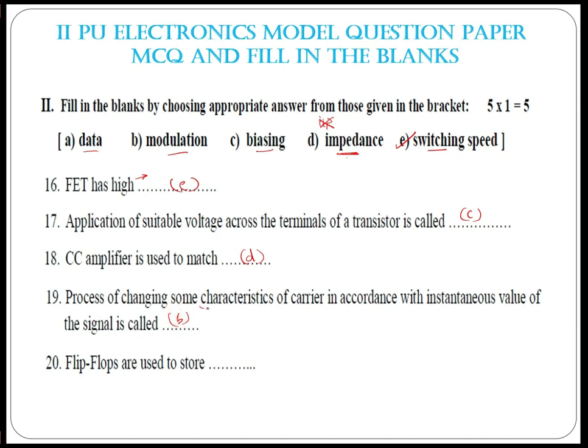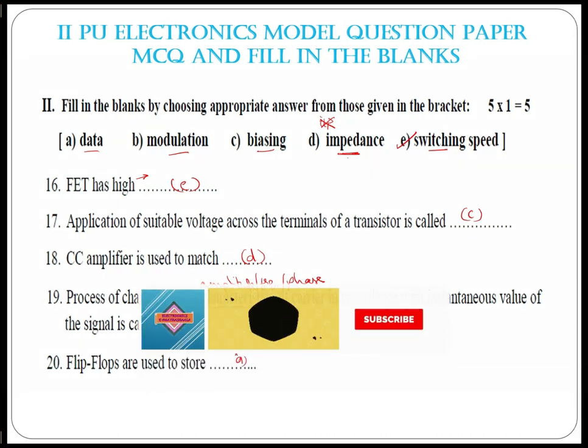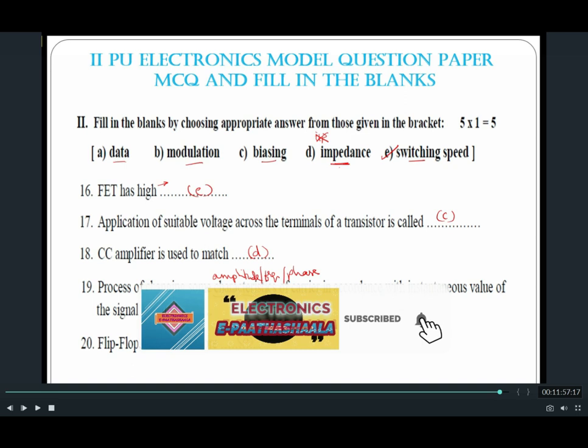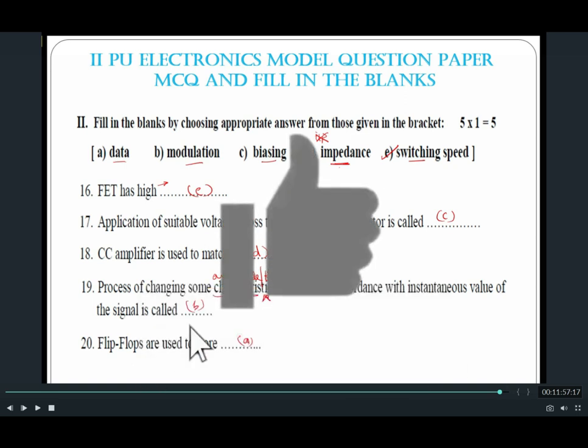Instead of changing some characteristics, if I mention amplitude, it becomes amplitude modulation. If I change it to frequency, frequency modulation. If I change it to phase, phase modulation. So again here you can expect 3 to 4 questions based on this single definition. Flip-flops are used to store data. This is for the model question paper part A.